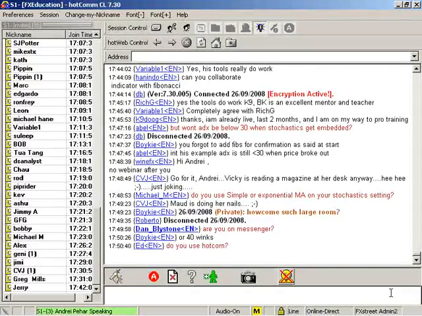You have to add 30 as a custom value, Ed. Right-click on your ADX, go to Properties, and then click on Levels. And then you'll be able to add that custom 30 level.